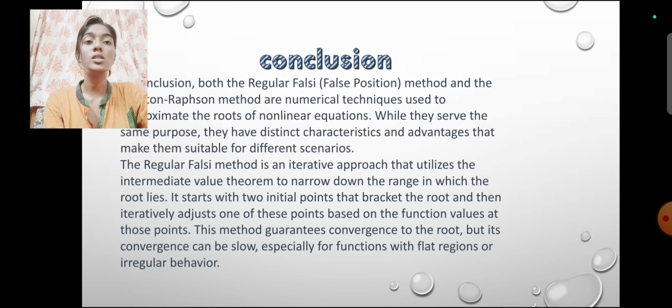It starts with two initial points that bracket the root and then iteratively adjusts one of these points based on the function values at those points. This method guarantees convergence to the root, but its convergence can be slow, especially for functions with flat regions or irregular behavior.